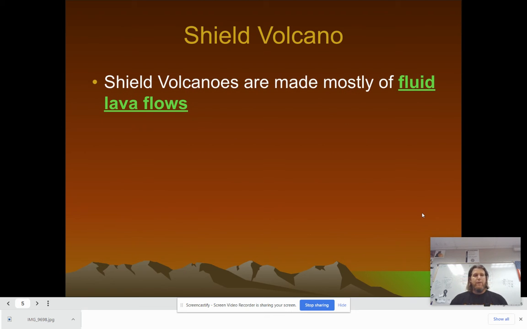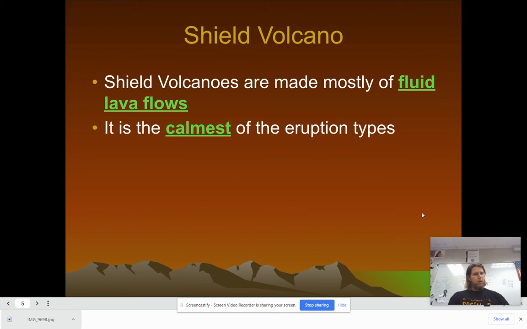So one type we have is a shield volcano, and the name here is pretty suggestive of what it's like. It's like this smooth sort of mound, not very steep little shield, if you will. That's what we call a shield volcano. They are made mostly of fluid lava flow. So this is very basalt type lava, meaning that it almost flows like a river. We're going to talk about volcanoes that have a lot of dissolved gases and a lot of sticky mineral composition, and those are our more explosive ones.